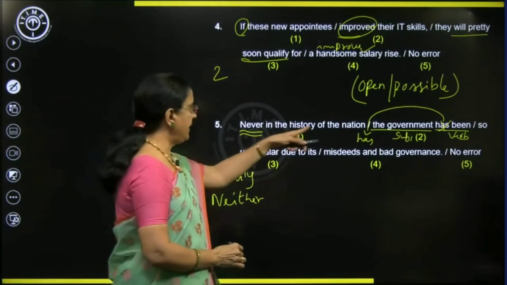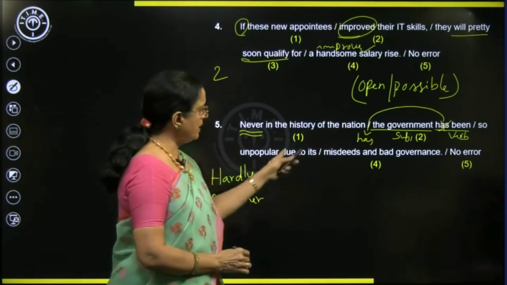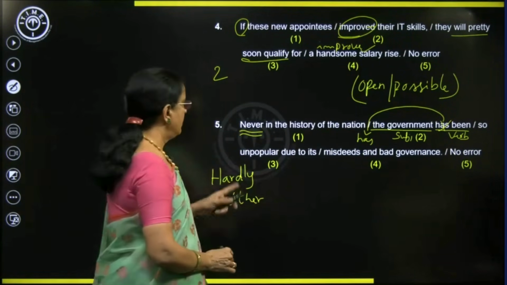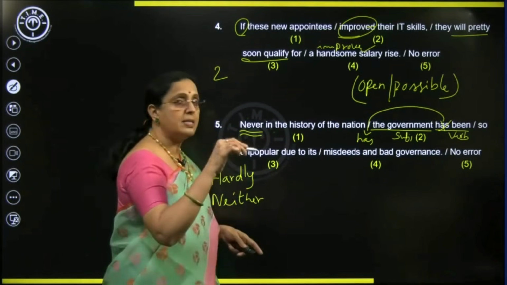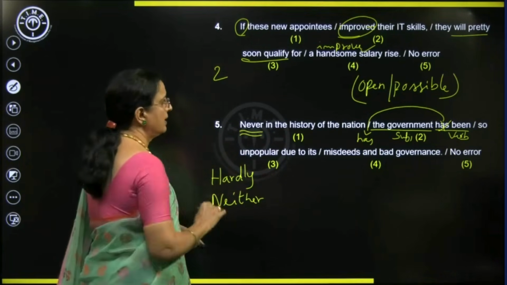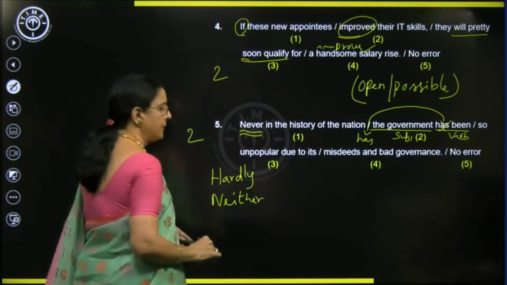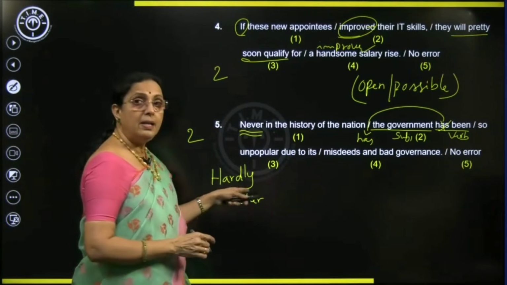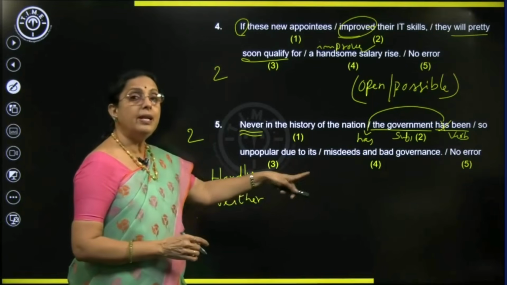So the moment you find a correction, you can just stop there and then read the sentence completely. So "never in the history of the nation has the government been" is the correction there. So answer is 2. Like, hardly had I entered the room when they greeted me.